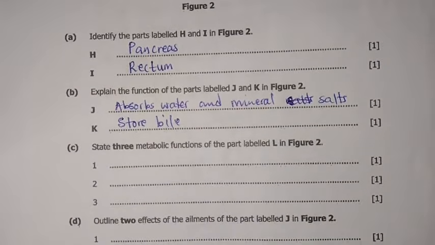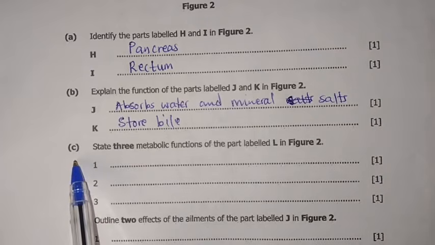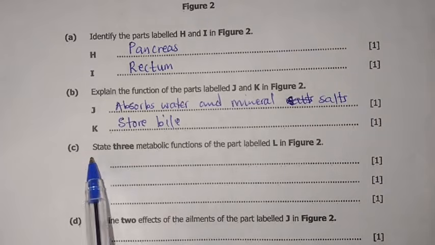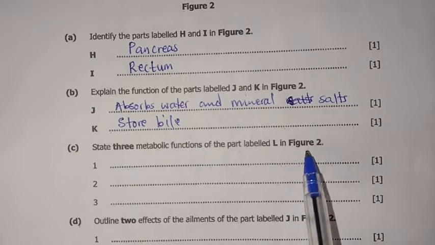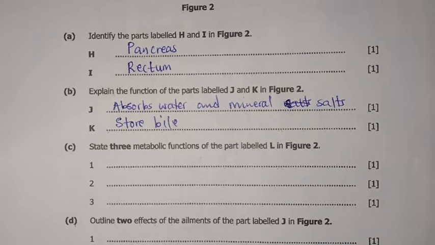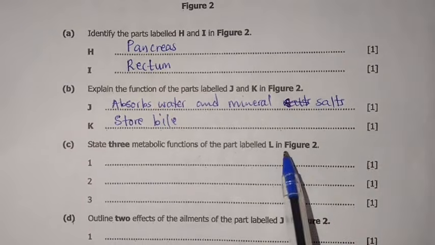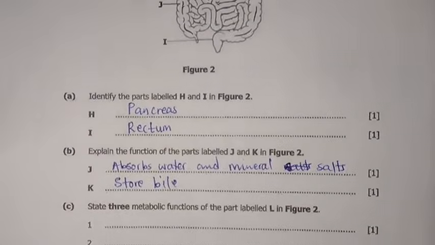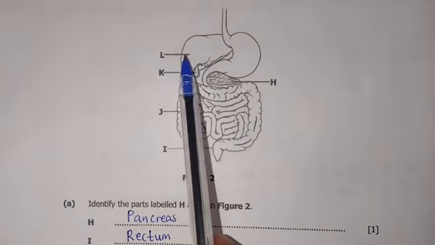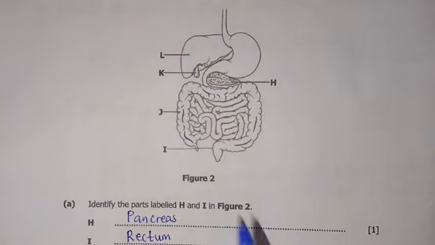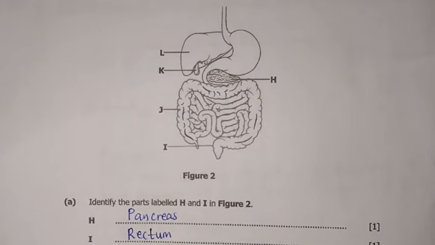We come to our question C right here. Our question C reads, state 3 metabolic functions of the part labeled L in figure 2. So they want us to write 3 metabolic functions of the part labeled L in figure 2. Let's look at this part, which is labeled L. This is the liver. So what are some of the metabolic functions of the liver? The liver has a lot of metabolic functions, so from those you can pick any.